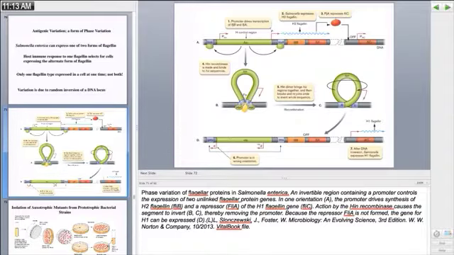And remember, FLJA encodes the protein FLJA, which represses FLIC. I know it's an alphabet soup, but when you go through this slide a couple of times, it will become very clear, very obvious. Now, because you cannot produce that repressor protein anymore, the H1 flagellin is now free to be transcribed and translated. So the bacterium can switch almost instantaneously from producing one form of the flagellin to another form.